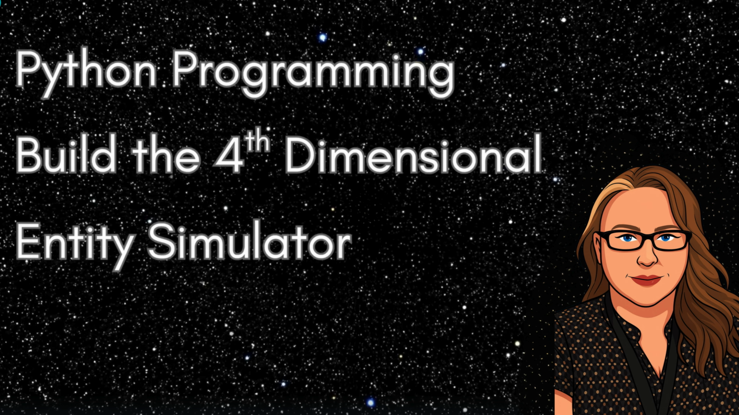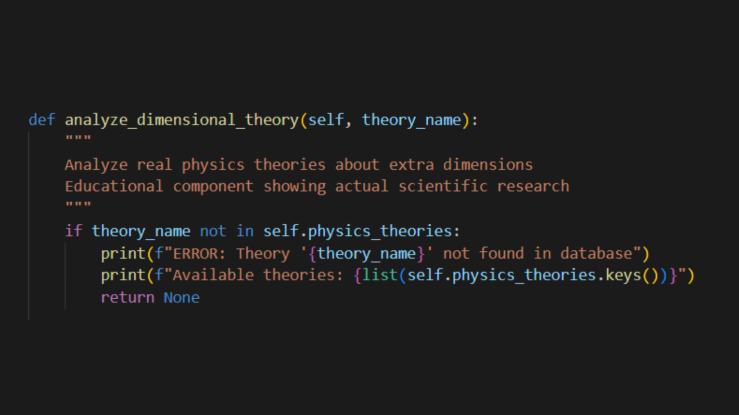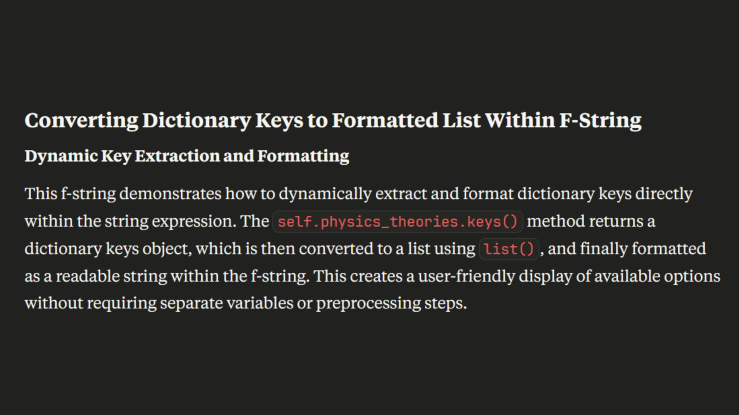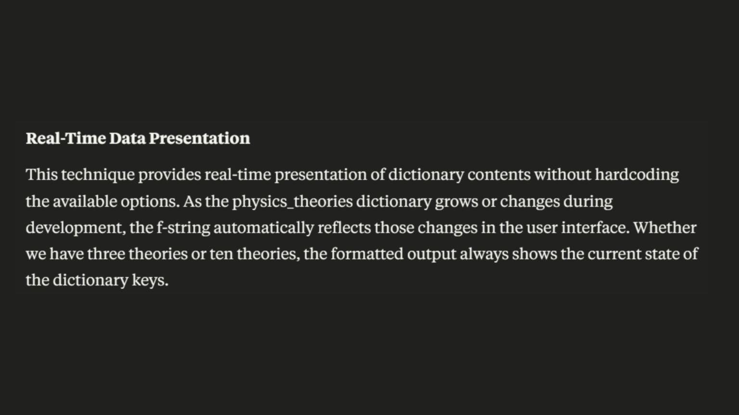Now we're building our dimensional theory analyses function, and we get to this error handling section. Print, and we've got our F string. Now we see list as a function. So we're encountering an advanced F string technique that demonstrates converting dictionary keys to formatted lists within the F string expressions, creating user-friendly displays of available data collections for error messages and user guidance.